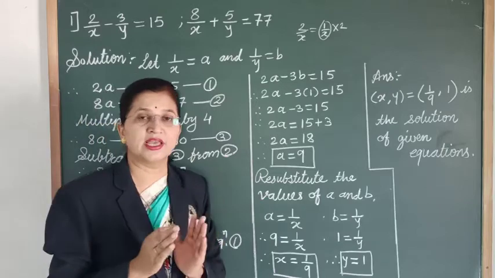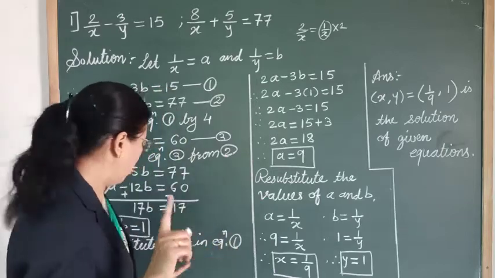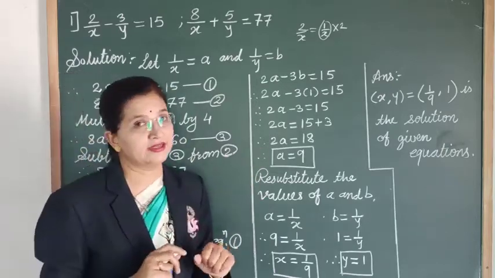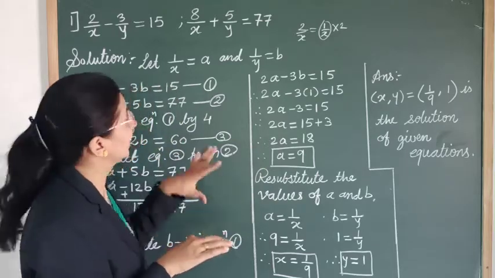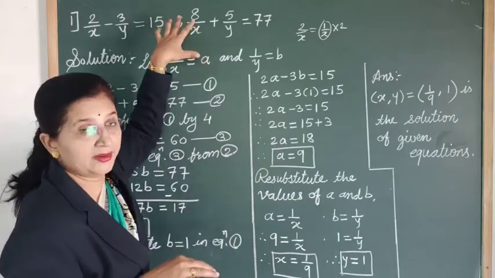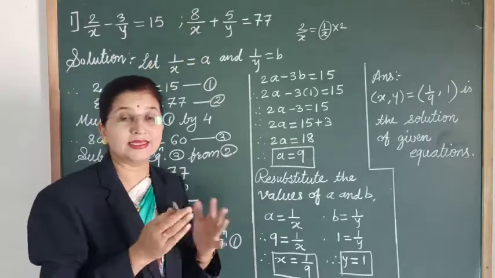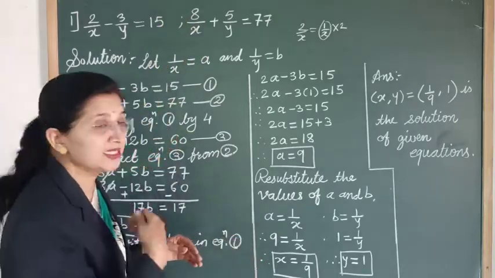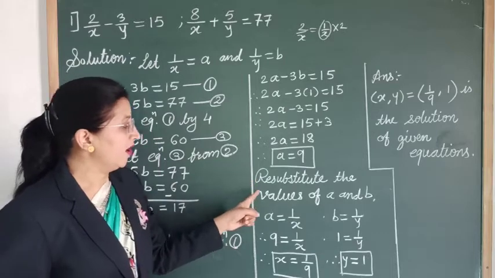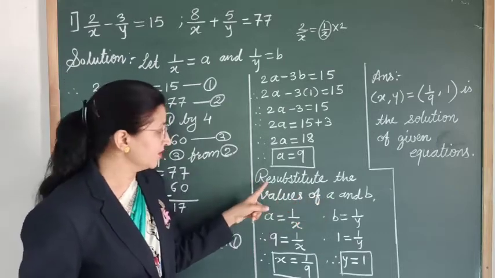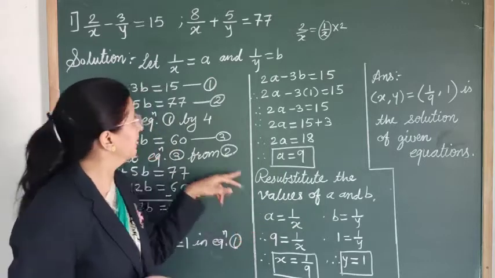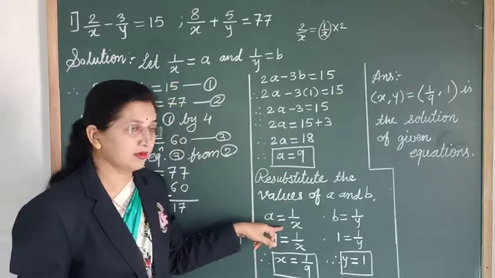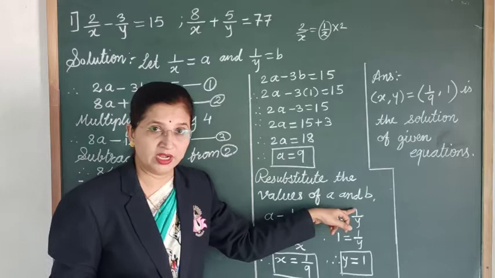Now dear students, here we got the value of b as 1 and the value of a as 9. But these are not the variables which are given in the equations. Our variables in the given equations are x and y. So let's resubstitute the values of a and b. What is our a? That is 1 upon x. And b is nothing but 1 upon y.